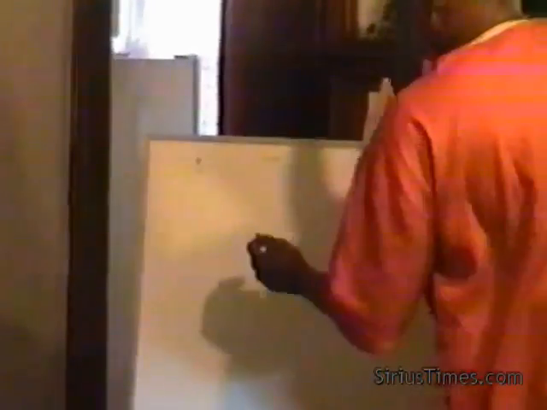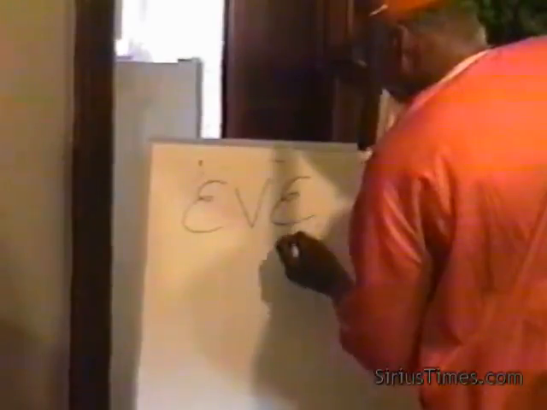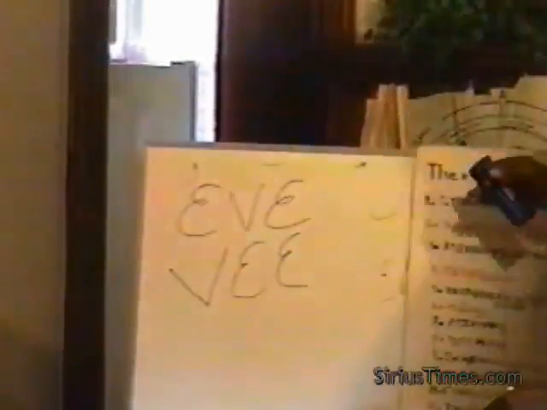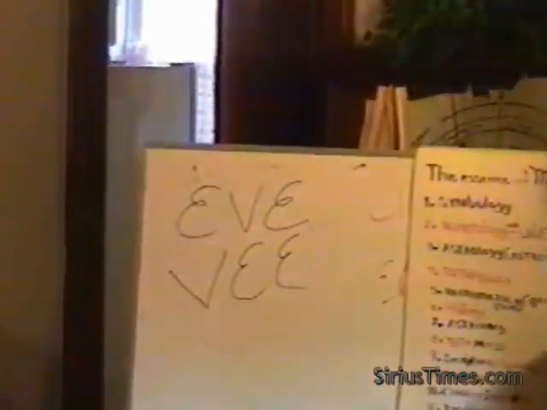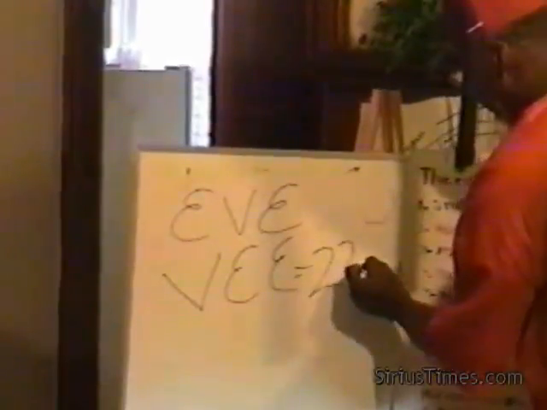Keep the serpent in mind here. This is Eve. That's what Eve spelled. This equals 22.